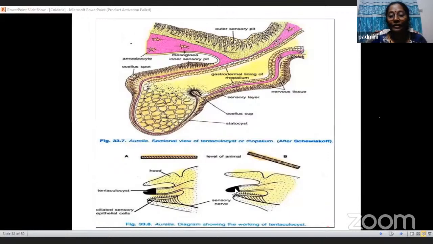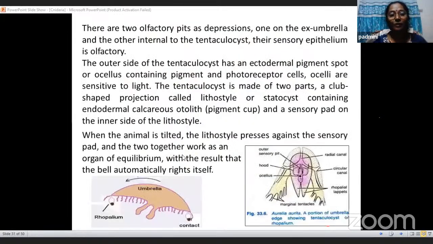They get a signal over there saying that the body is moved upside down. They are going to come back straight. So that is what is called sensory in action. So that is all about this tentaculocyst with a lithostyle or statocyst.